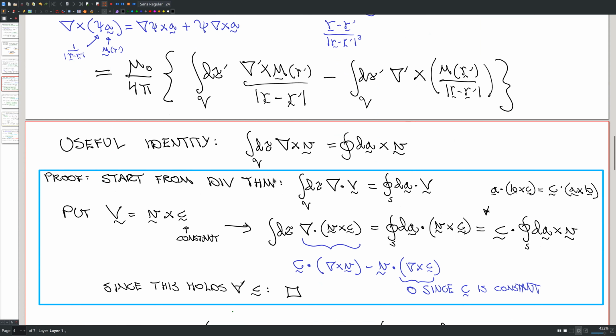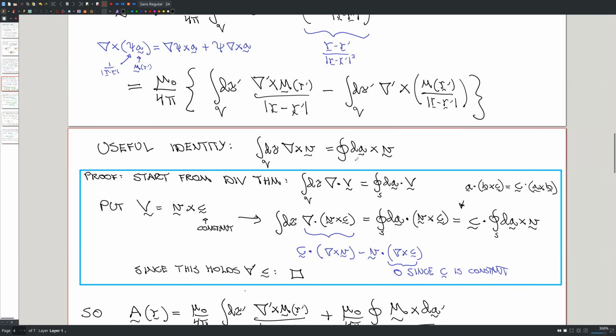It just tells you that the volume integral of the curl of a certain vector field corresponds to the surface integral of the vector field with the cross on the differential surface element on the surface. So here, of course, as usual, the volume is circumscribed by a certain surface.